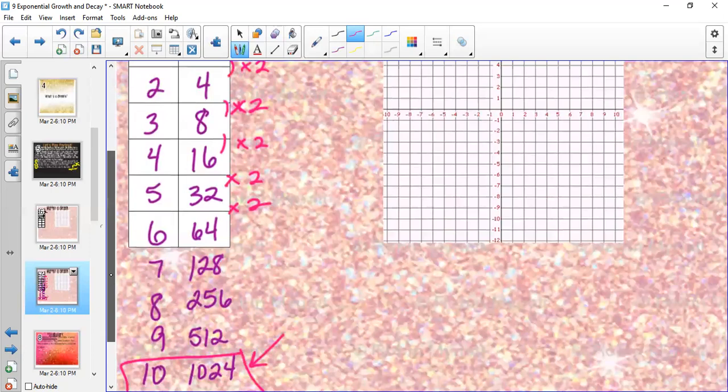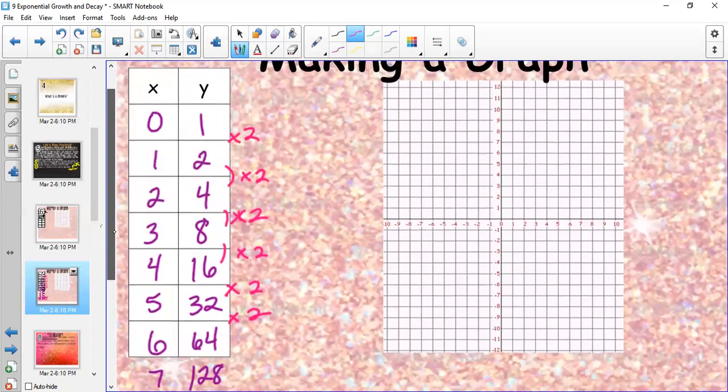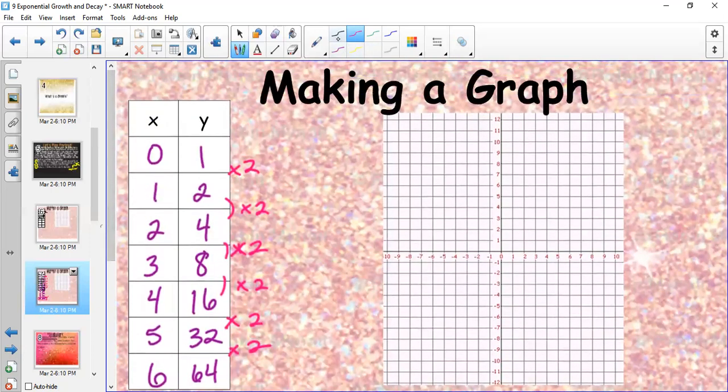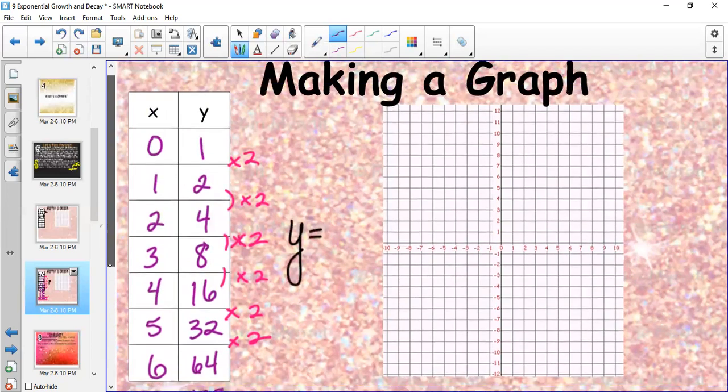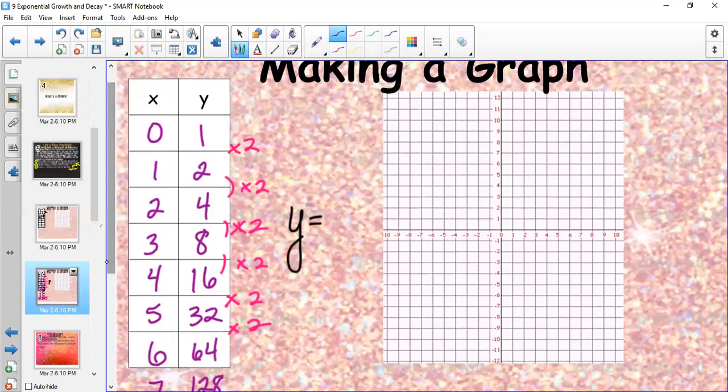Okay, now the harder part is writing the function rule. The rule is it's always going to be still y equals. You guys are used to that. To figure out what the rule is, we take what it's multiplying. In this case, it's multiplying by 2. So I'm going to put 2 as my base, and then x is my exponent.